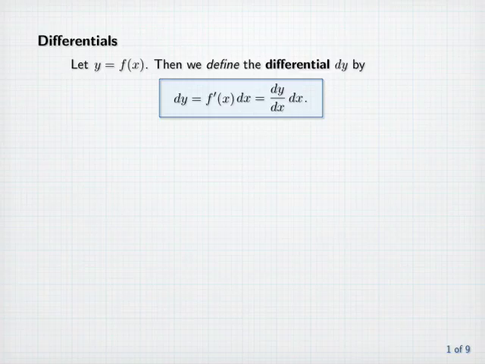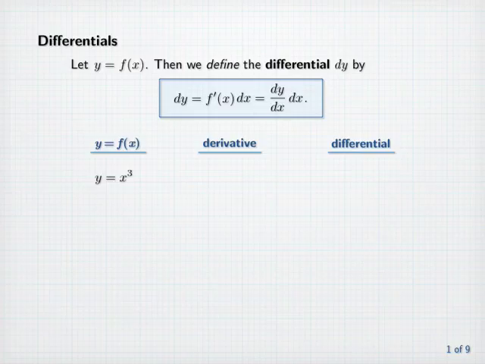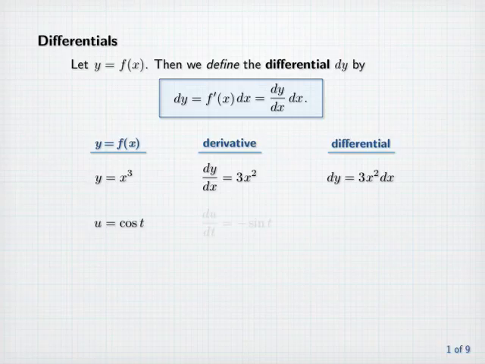Let's look at a few examples. In each case, we'll look at an equation defining a dependent variable y in terms of an independent variable x, and then the associated derivative and differential. Suppose that y equals x cubed. Our derivative there is dy/dx equals 3x squared, and so the differential dy is 3x squared dx. Suppose that u is equal to cosine t. Our derivative is du/dt equals minus sine t, and so du is equal to minus sine t times dt.